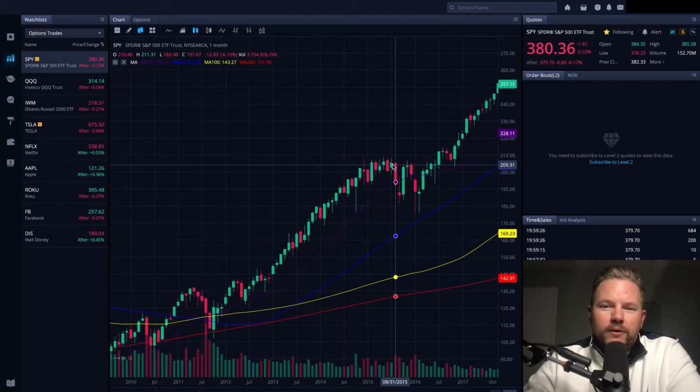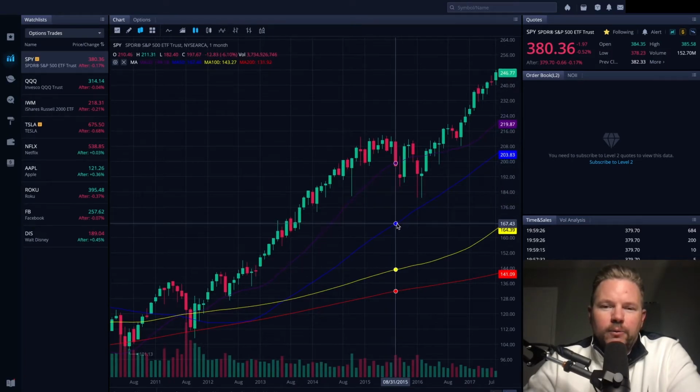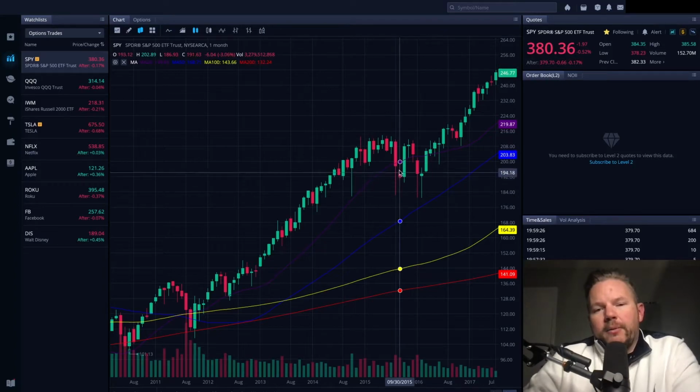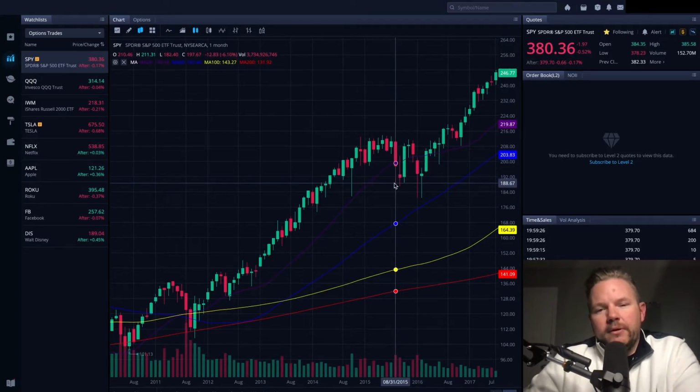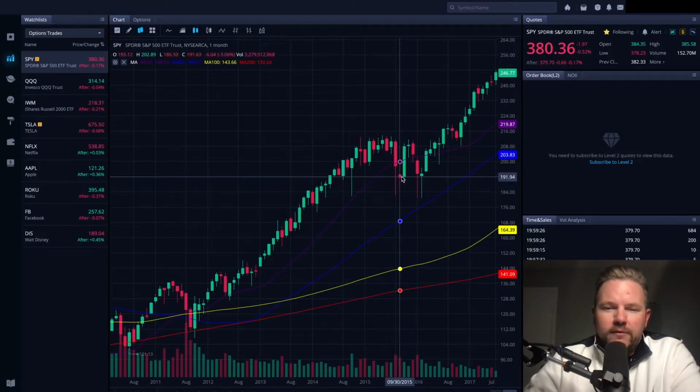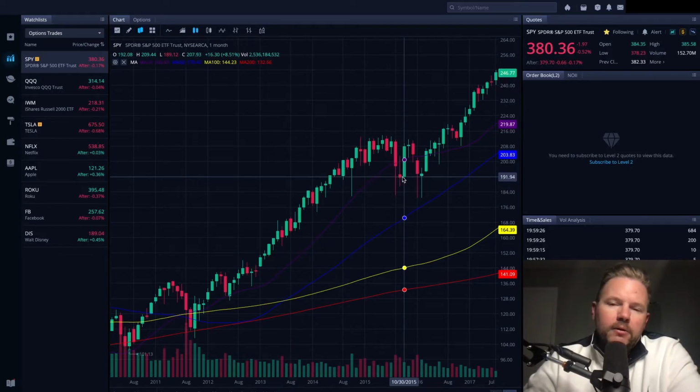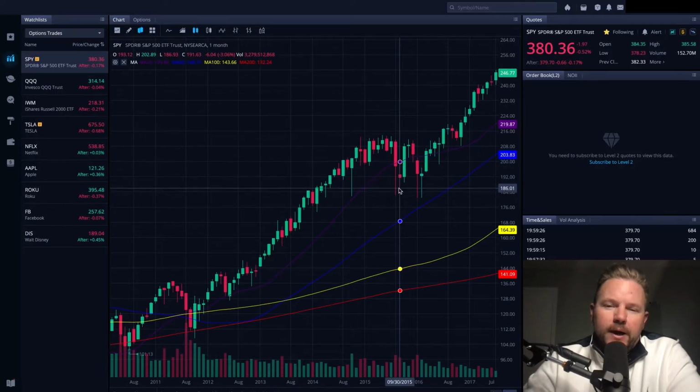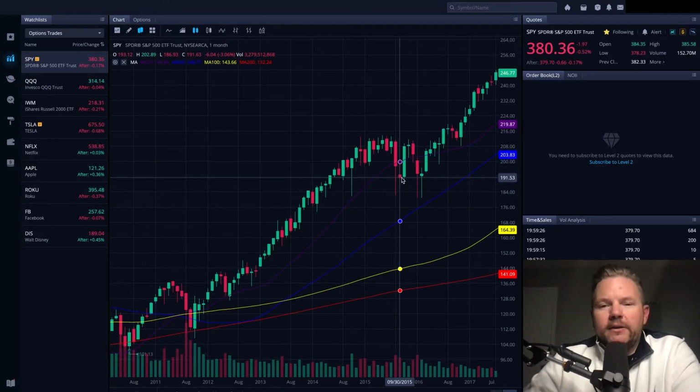If it wouldn't have held this support and just kept going down, down, down, then we would have been looking for support off the 50. But what happened here? We had some indecision in the month of September. This is called a doji candle, where you have a very small body in the middle and a tall top wick and bottom wick. That's an indecision candle. It could either reverse or continue its momentum.